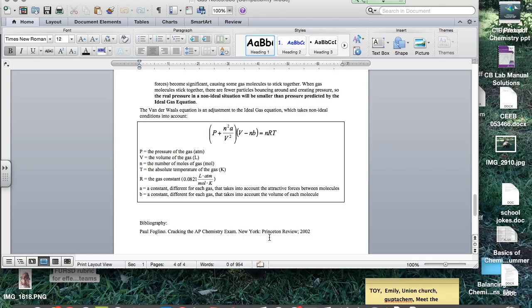And this was from another resource. You can see it's not from my notes. Next thing we're going to go over is IMFs.